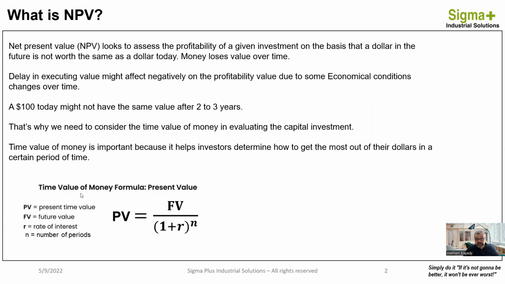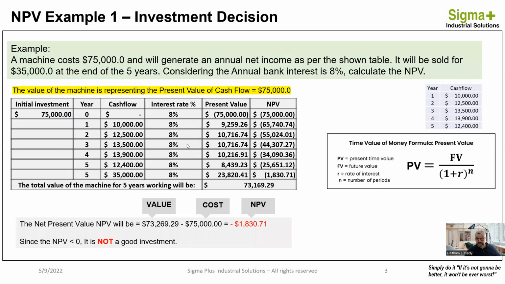So the formula to calculate the present value of a future value can be shown as per the following equation. The present value equals the future value divided by 1 plus R, where R is the bank interest rate or the rate of inflation, the average rate of increase of prices, to the power of n, where n is the number of years or the number of periods. It could be years, it could be months, but to make it simpler, we usually do it in years. So let's take an example.